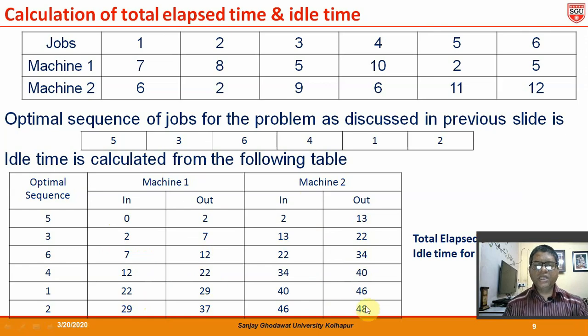Only thing is that you will find for the initial 2 units, machine 2 is waiting for job 5, because machine 2 does not have any job to process. After first process, job 5 will be available after 2 units. So initial 2 units will be the idle time for machine 2.